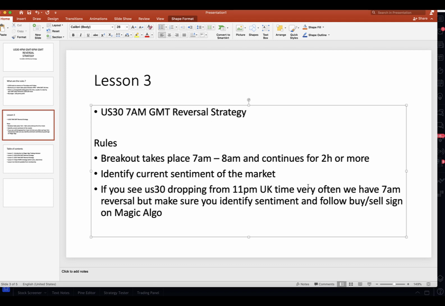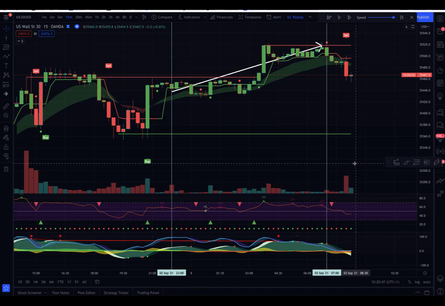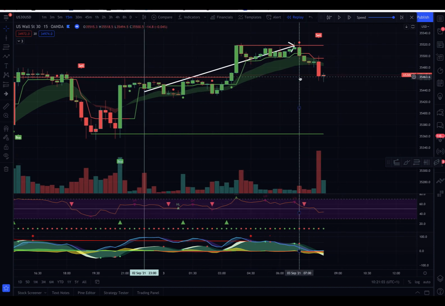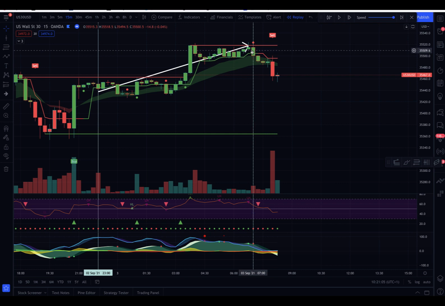Okay, let me show you another example of the US30 7 a.m. breakout or breakdown. So we have 11 p.m. UK time, the market opens, it goes up, fine, this is the momentum wave showing going up, all the way, and we're coming now to 7 a.m. our time. What we have here is a red dot, that's the first signal, be ready for a short, but don't open the short yet.